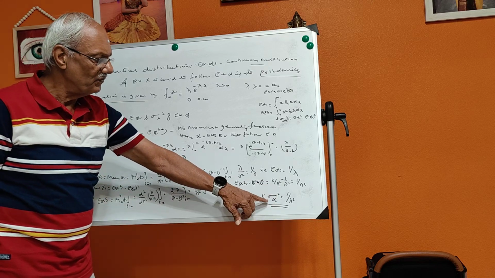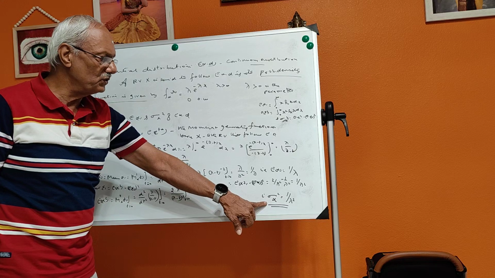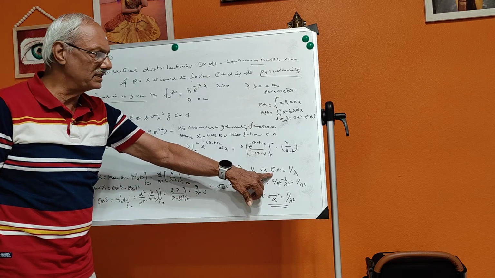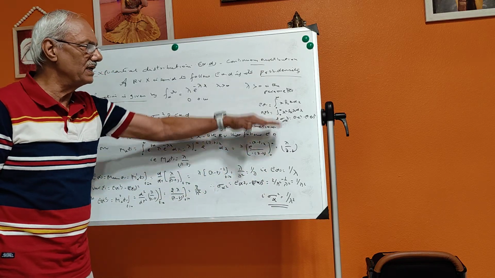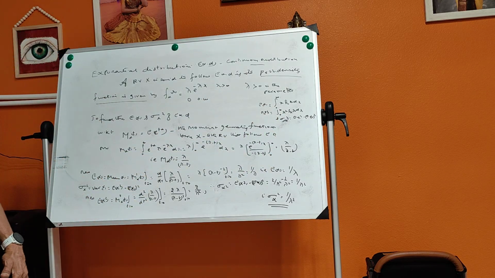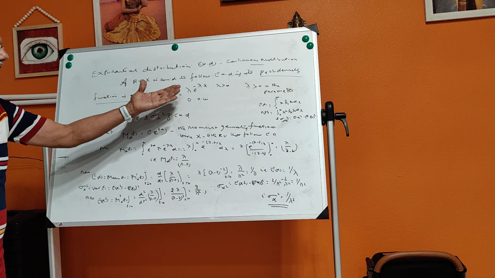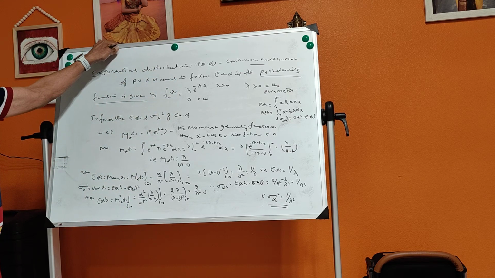So, this is the variance of the exponential distribution, and this is the mean of it. Even if you do it like this, you will get the same value. Okay, this is about the expectation and the variance of a random variable that follows an exponential distribution.